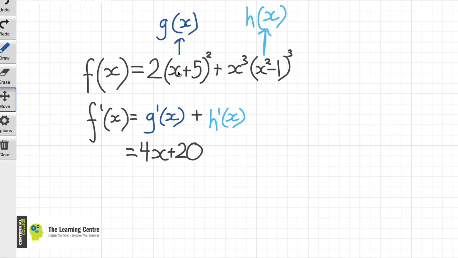Now that we have g prime of x and h prime of x, we put it together to get f prime of x. For this example, we did not have to factor, and so we will leave it like this.